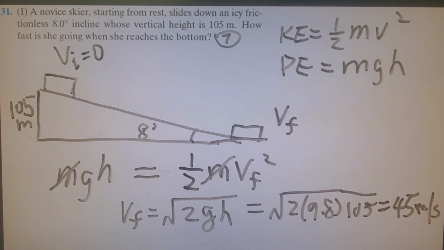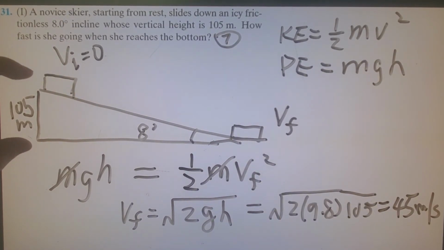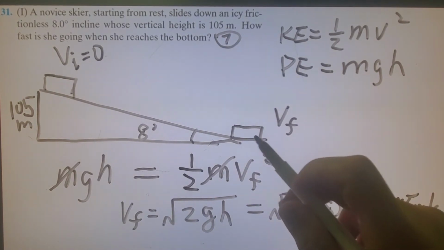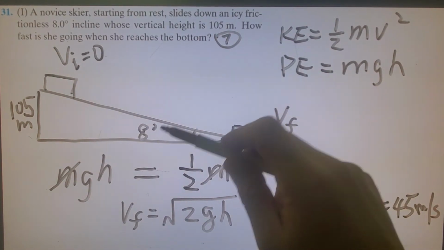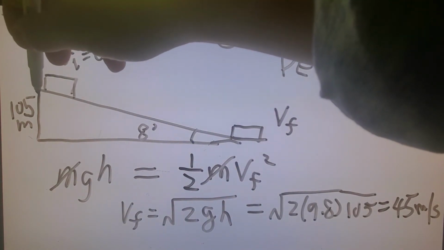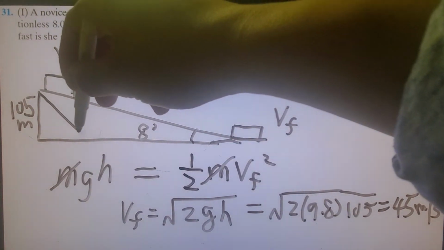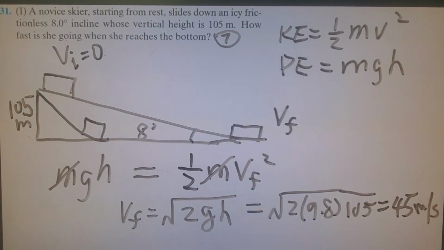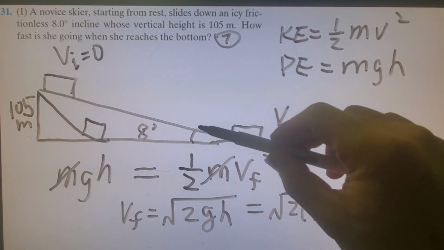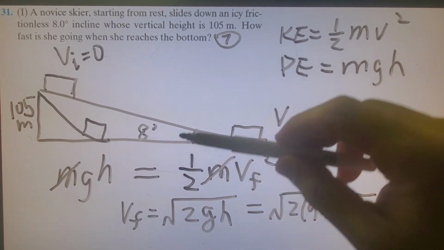Okay, if you look at this one, it's independent of the mass. That means it doesn't matter how heavy this object is. As long as the height is 105 meters, at the end the final velocity is the same. If you look at this formula, it's independent of the angle or the path. If it's 45 degrees, then at the end, the velocity is the same based on the formula. So it's independent of the incline or decline angle. It's independent of the pathway.